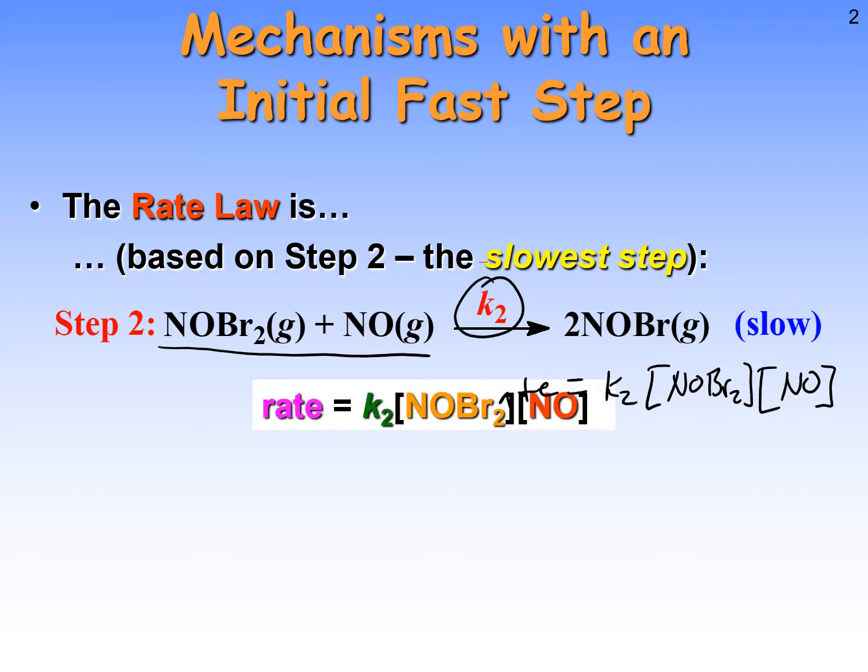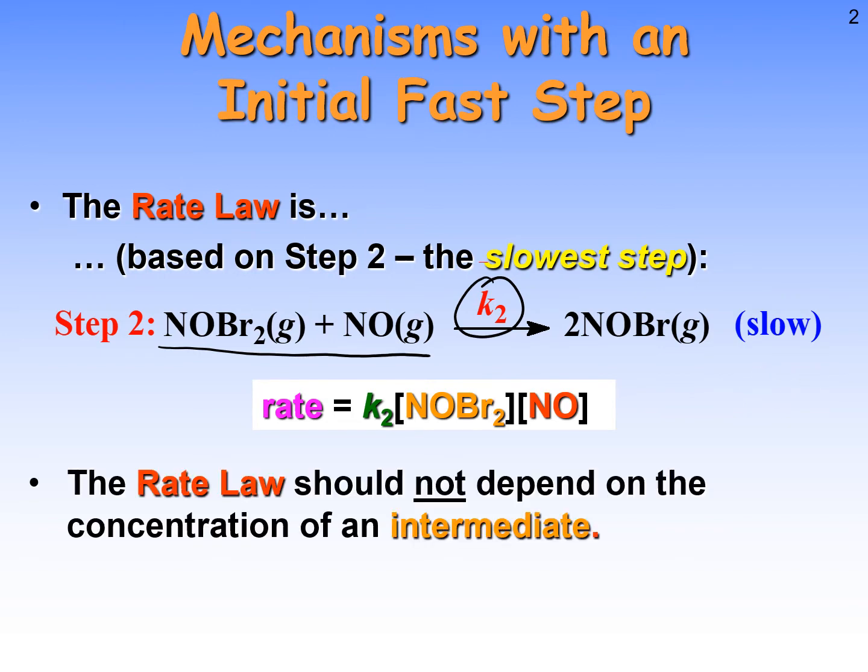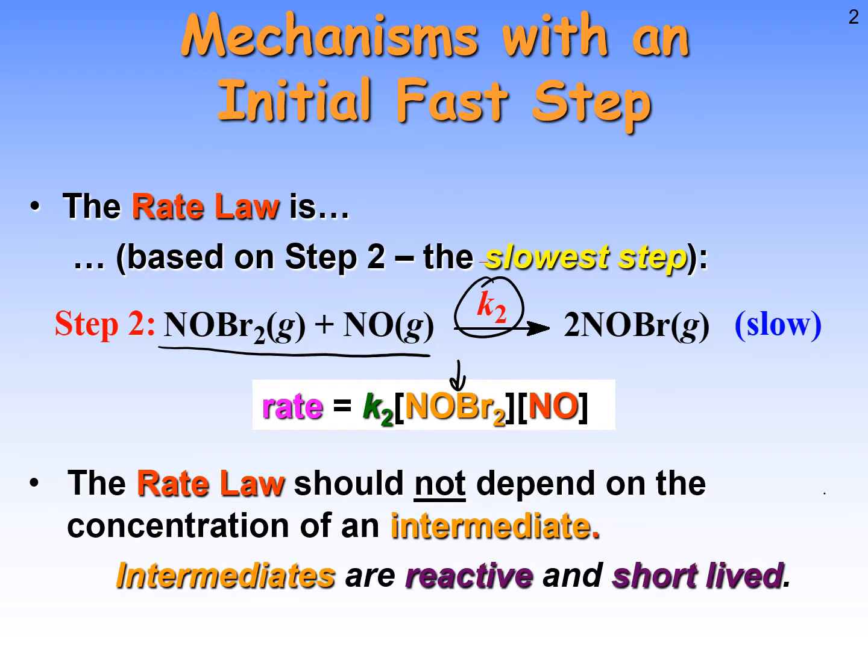Now, that's awesome, but there's a little bit of a problem. We can't stop here because NOBr2 is a reaction intermediate, and we cannot have our overall rate law depend on a substance that's not in the overall reaction, and reaction intermediates are not in the overall reaction. There are some other reasons as well. Reaction intermediates are very reactive and short-lived, so it's almost impossible to get a good reading on the concentration of NOBr2 during the reaction because they show up and disappear very quickly.